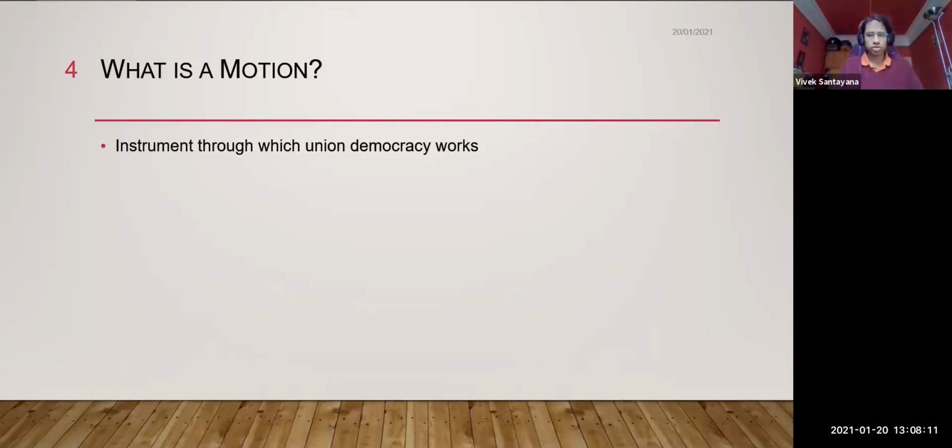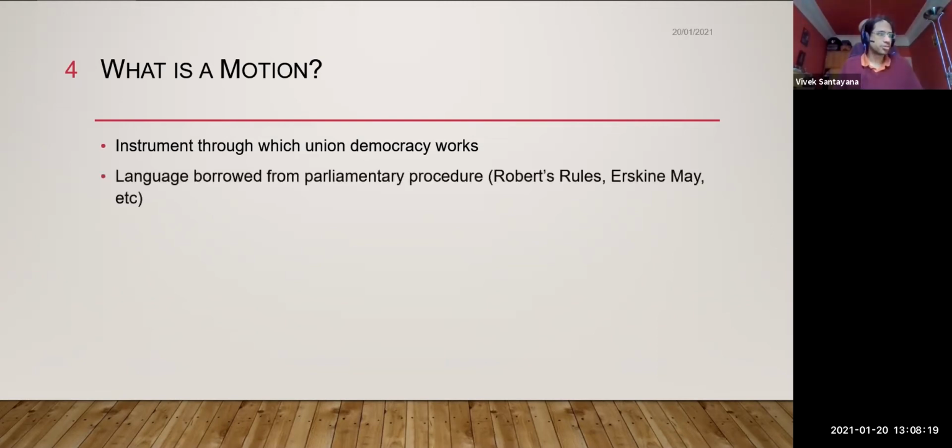The language of a motion draws from parliamentary procedure. And depending on which country you're from, you might be familiar with different versions of this. Robert's Rules is commonly used in the US, and Erskine-May is the one that's used in the UK and in many parts of the Commonwealth. There are some differences in terminology and specifics in these various procedures, and it can be quite alienating to have to navigate all of this.